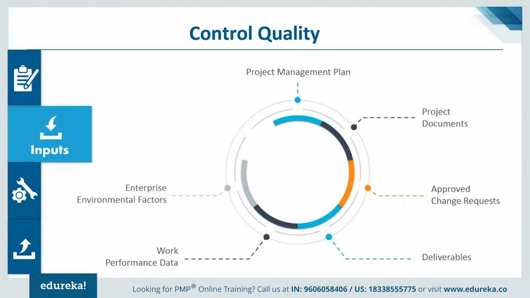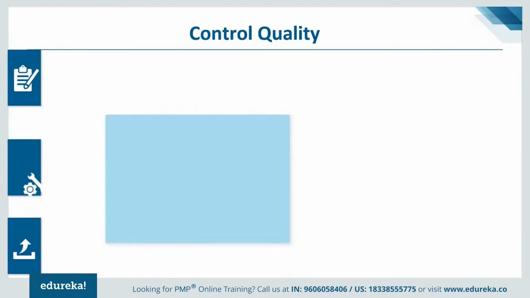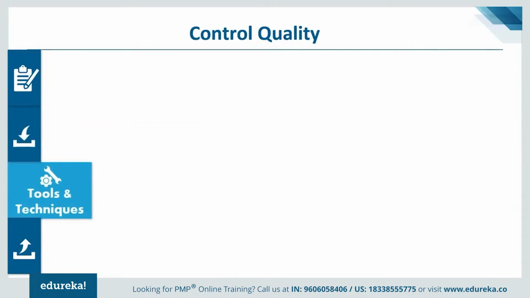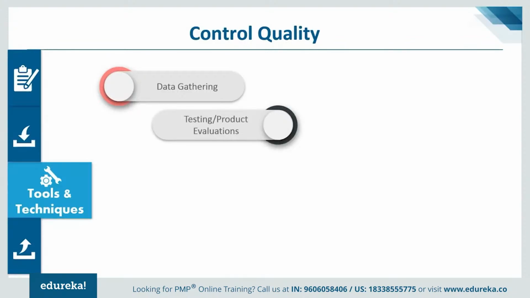Enterprise environmental factors and organizational process assets are standard, and they really help us in referring to certain things that are there at an organizational level. And then we talk about certain tools and techniques which will help us in performing these tasks. So let's talk about what those are. One is data gathering. We did speak about some of the examples of how we gather data. So that's one thing. Testing, product and evaluations.